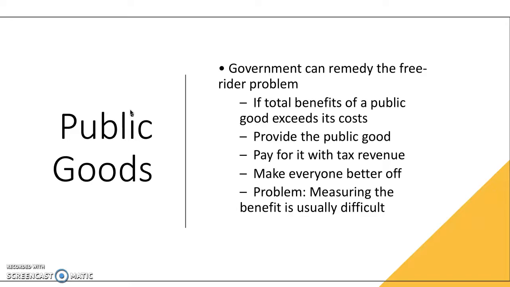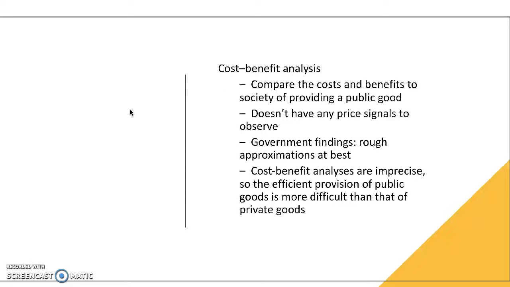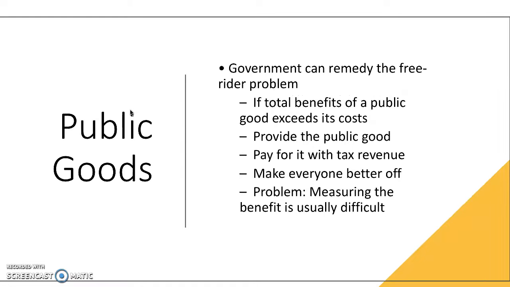The problem is measuring the benefit, as it's usually difficult to do so with public goods. It's difficult to assess the overall benefit. So there's a cost-benefit analysis, where you can compare the costs and benefits to society of providing a public good. It doesn't have any price signals to observe. The government's findings are rough approximations at best, and cost-benefit analyses can also be imprecise. So the efficient provision of public goods is more difficult than that of private goods.